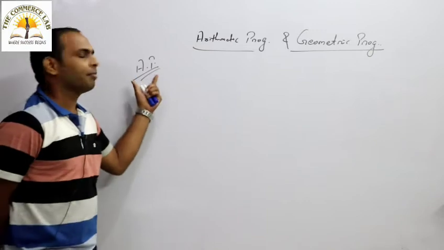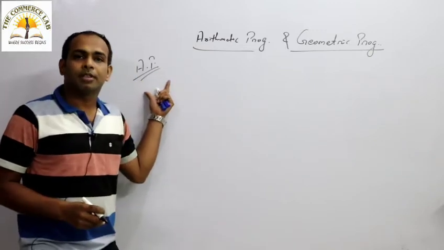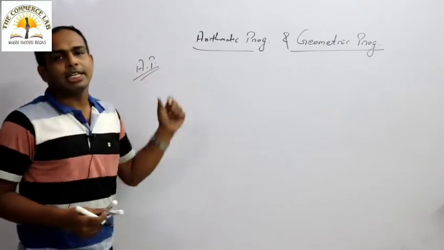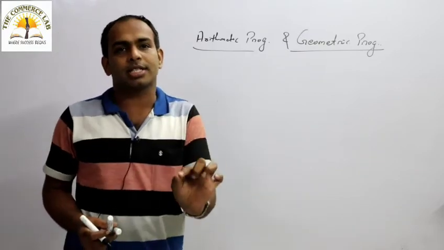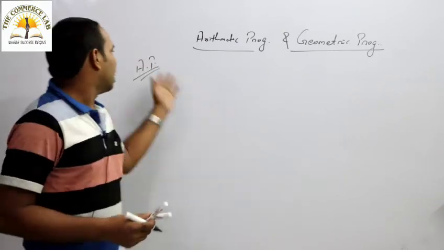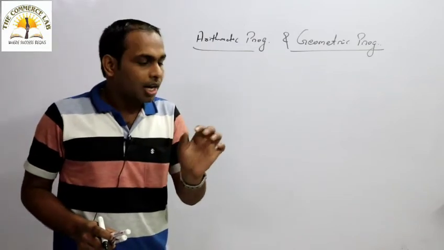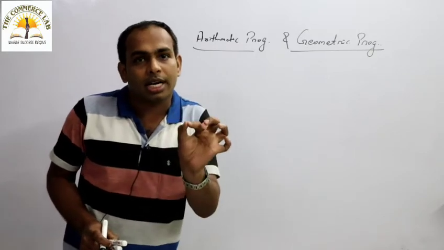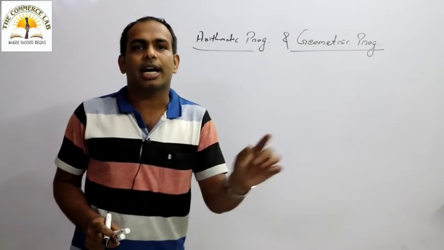So what do you mean by AP? Let's come to the definition first. If certain quantities are either increased or decreased by the same constant, then that is known as a series, and that series is known as arithmetic progression.